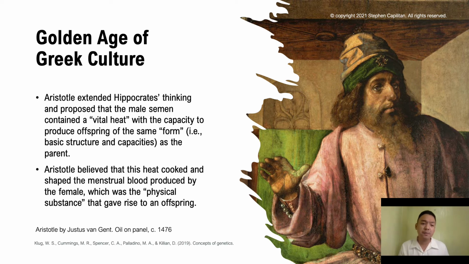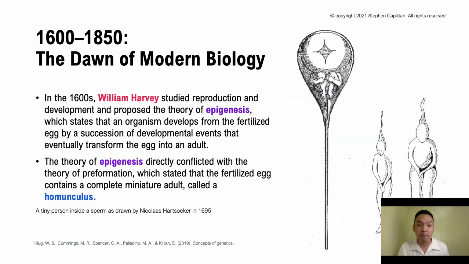Okay? Although the ideas of Hippocrates and Aristotle sound primitive and naive today, we should recall, okay, that prior to the 1800s, neither sperm nor eggs had been observed in mammals. And so these people were producing information based on assumptions or hypotheses of what they believed in.